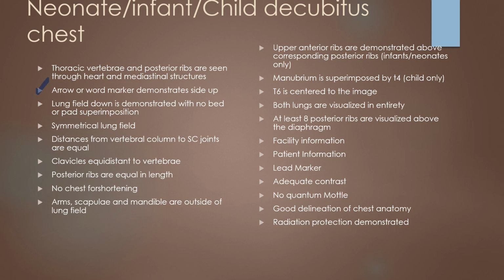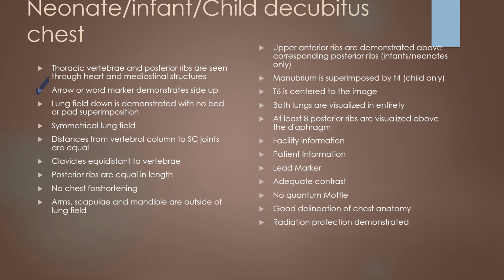Our SC joints are going to tell us about our mid-coronal plane being parallel to the IR. Clavicles equidistant to the vertebra, again, mid-coronal plane parallel to the IR. Posterior ribs equal in length, again, mid-coronal plane parallel to the IR. No chest foreshortening would be indicating that there's no mid-coronal plane tilting. Arms, scapula, and mandible are outside of the lung fields, indicating patient's face or chin was elevated and arms were adequately elevated.